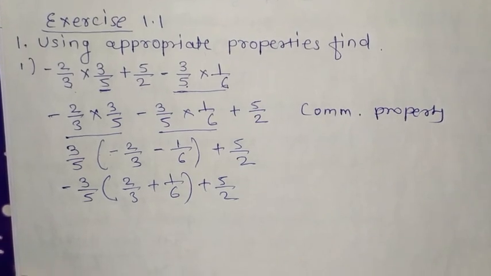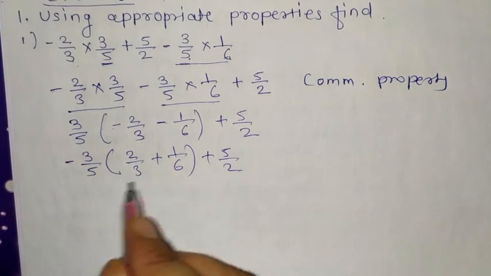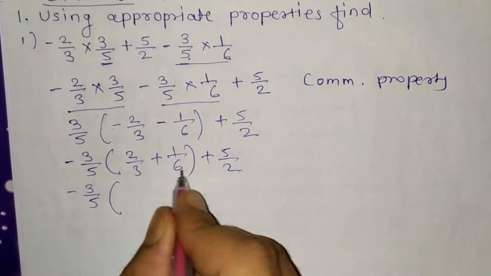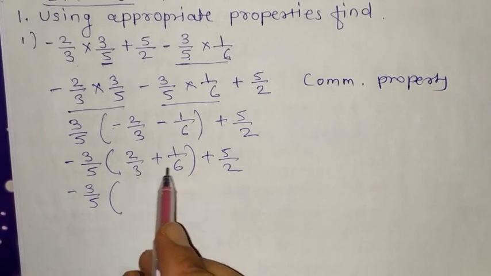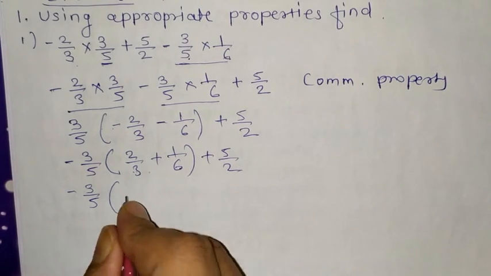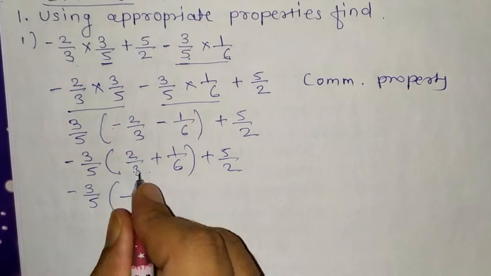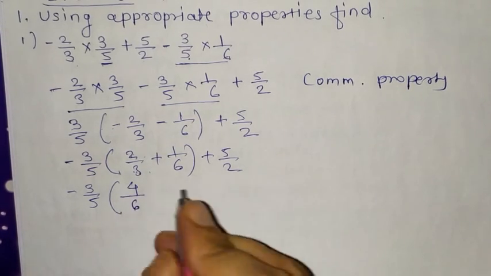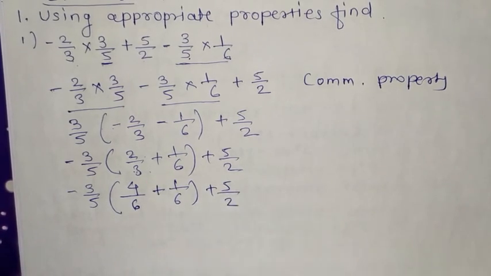I am doing it step by step so that you can easily understand. Now inside the bracket we got these numbers. Here you write 3 by 5. Here 6 is there, here 3 is there. If in the denominator you get both numbers the same, you can easily solve. So how can you get 6? 3 into 2 is 6. And you multiply the same number in the numerator also. So 3 into 2 is 6, got it? 2 into 2 is 4. Plus 1 by 6, as it is you write 5 by 2.